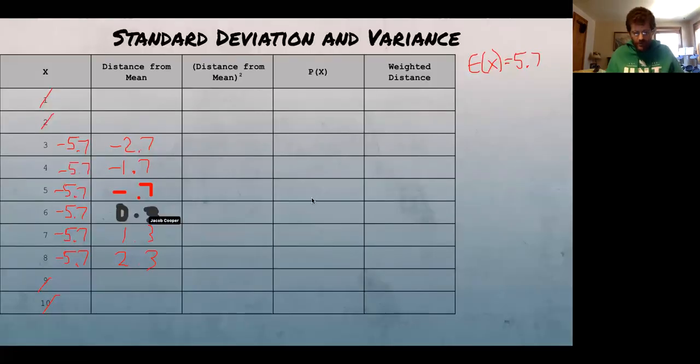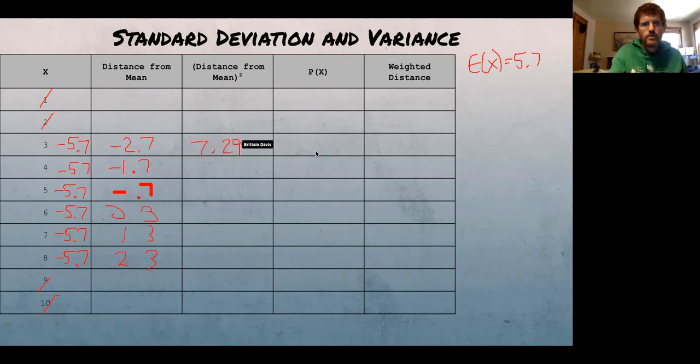Okay, so very good. The first column, pretty straightforward. This is the distance from the mean. We want to square that, so we'll just take each value and square it. We're going to end up with only positive numbers, so you don't need to worry about the negative. I'll just put the first one in, 7.29. You can fill in the remaining values.